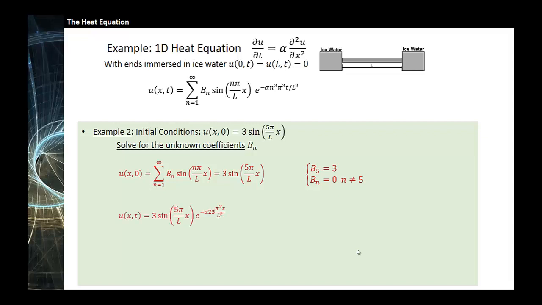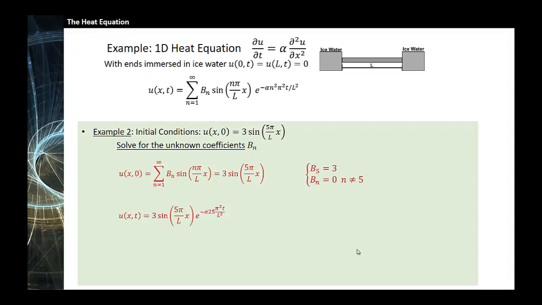Placing that back into our general solution, the temperature of the bar as a function of time is 3 sine of 5 pi over L x, that was what it was at t equal to 0. And then at later times, we just tack on the exponential with the appropriate n value. We're choosing n equal to 5, so that's where the factor of 25 is coming from in there.